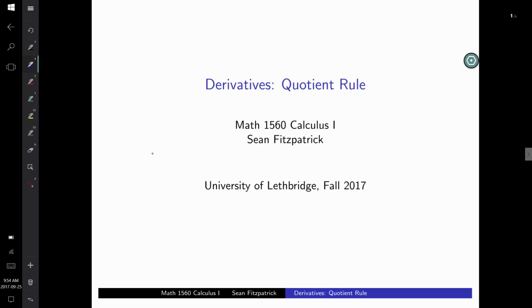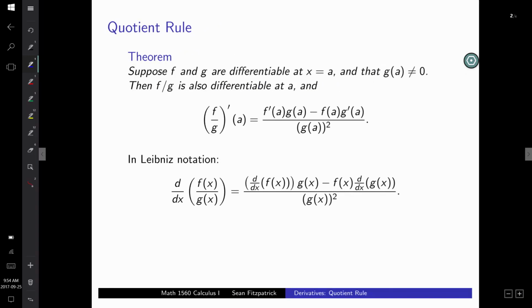Well, here's what the quotient rule says. If you've got two differentiable functions, then their quotient, f over g, will also be differentiable as long as the function in the denominator is non-zero. And the formula for the derivative, well, you can see it sitting there. It's a pretty ugly looking formula.